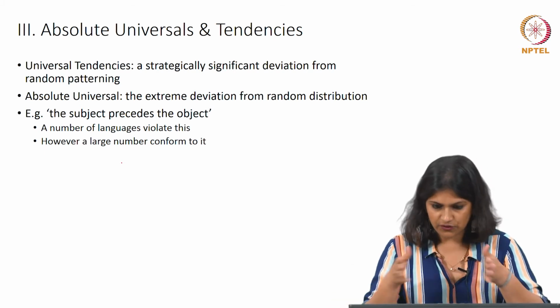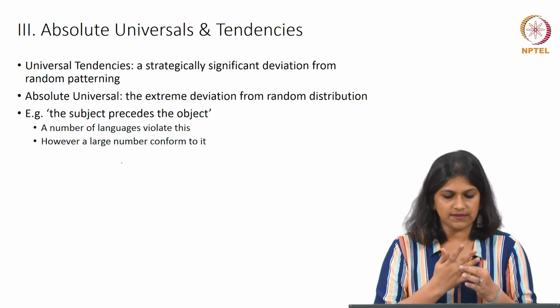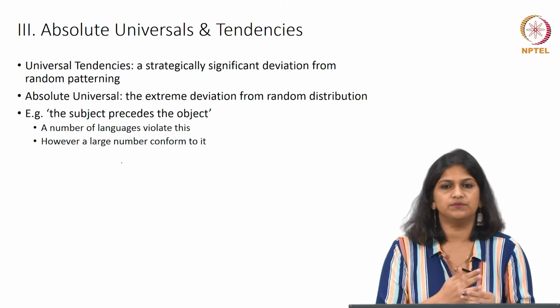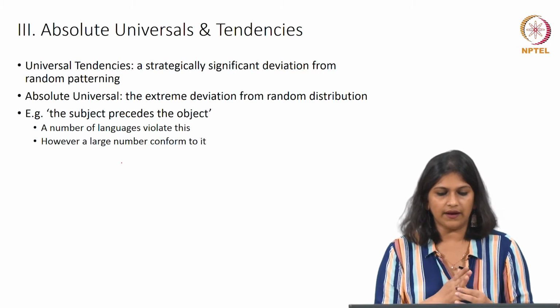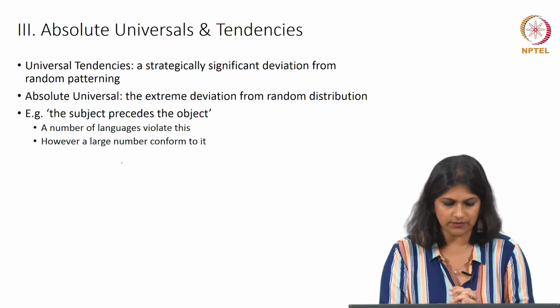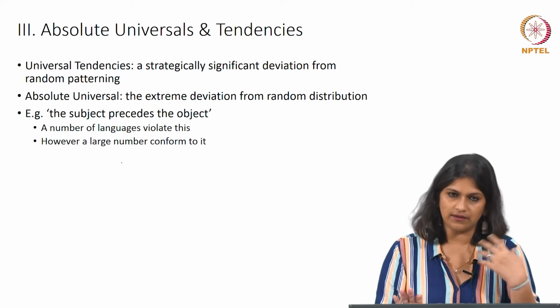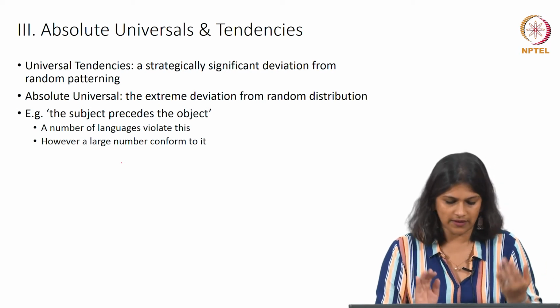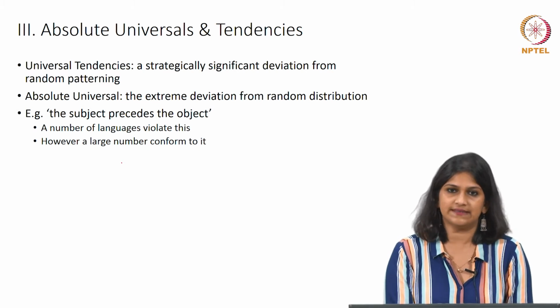That means there is a strict pattern that human languages follow. For example, the subject precedes the object. Okay. So, the subject precedes the object would be considered as an absolute universal if and only if there is no violation. But the story is that, or the reality is that, a lot of languages violate this.